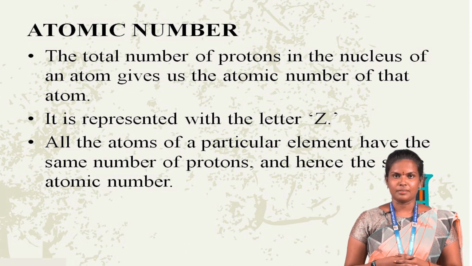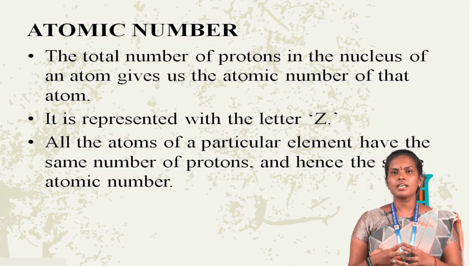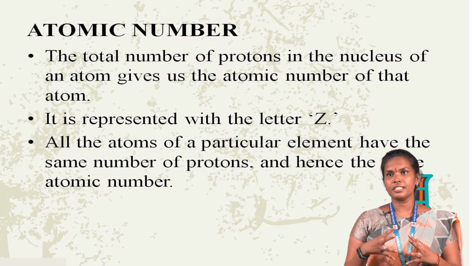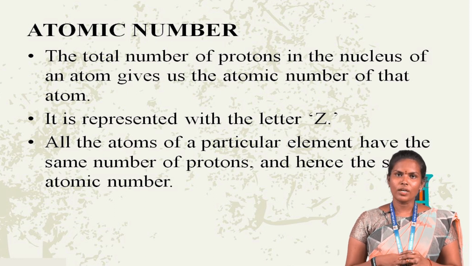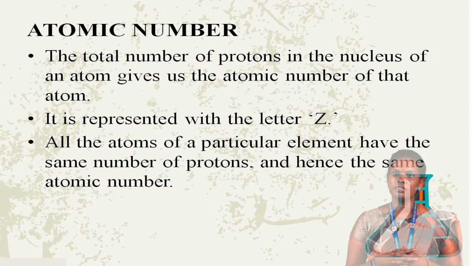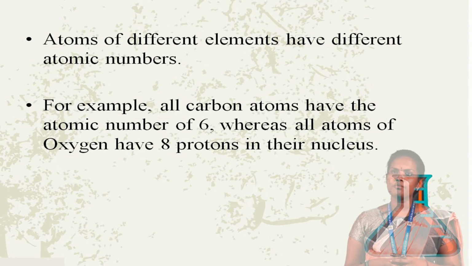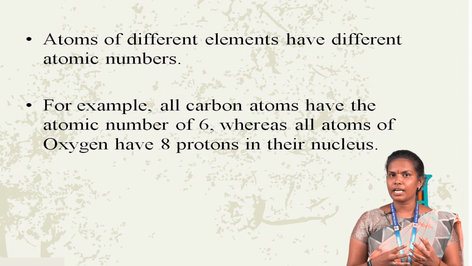What is atomic number? The total number of protons in the nucleus of an atom gives us the atomic number of that atom. It is represented with the letter capital Z. All the atoms of a particular element have the same number of protons and hence the same atomic number. Atoms of different elements have different atomic numbers.